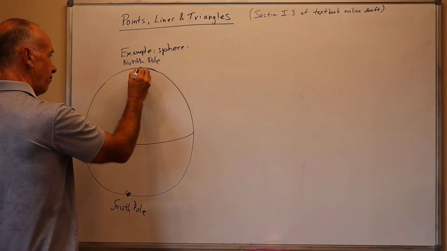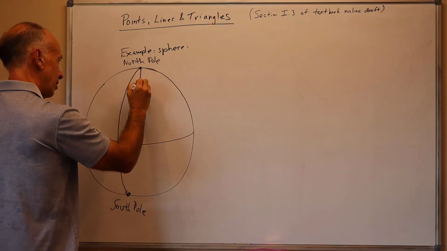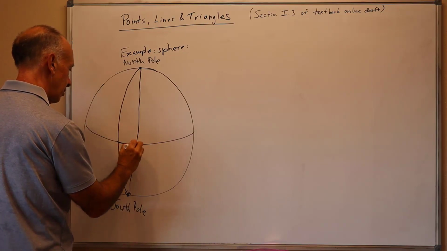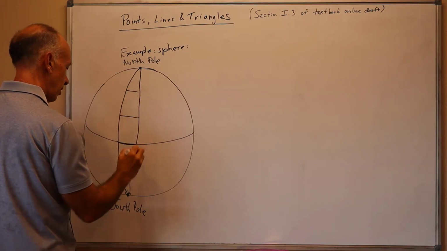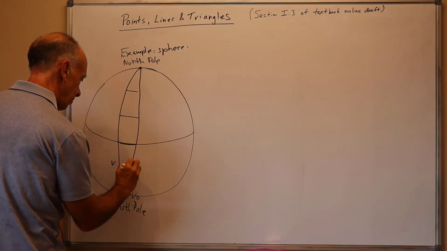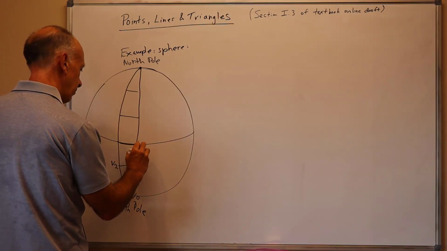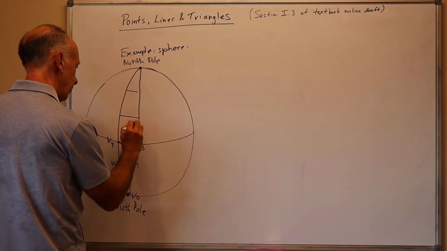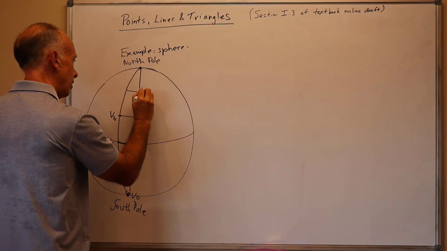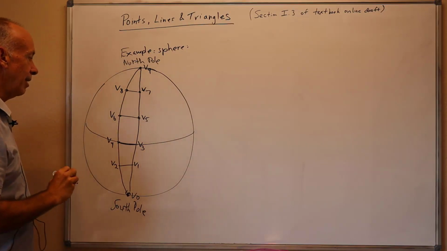So from the North Pole to the South Pole, I'm going to take this wedge off the front of the sphere, and I'm going to split it into triangle strips. So this is going to be like V0, V1, V2. This will be vertex V3. Here's V4, V5, V6, V7, V8, V9.